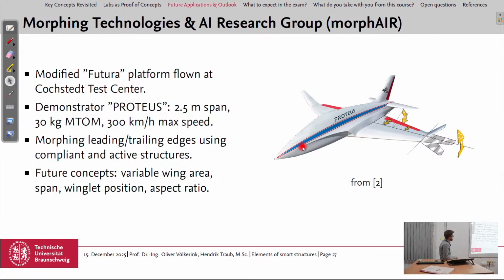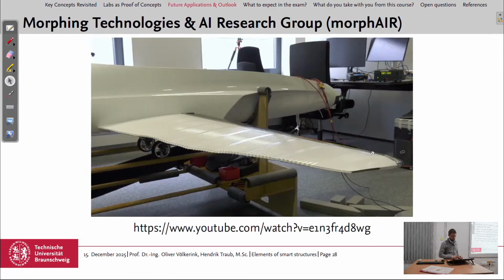And what they investigated was morphing leading and trailing edges, and we are looking in the next slide at the morphing trailing edge. And they also want to have a look at foldable wingtips. And in future concepts, they will also look at variable wing area so that the wing can extend a bit and increase the wing area, as well as winglet positions and aspect ratios of the wings. And I'd like to show you now a video.